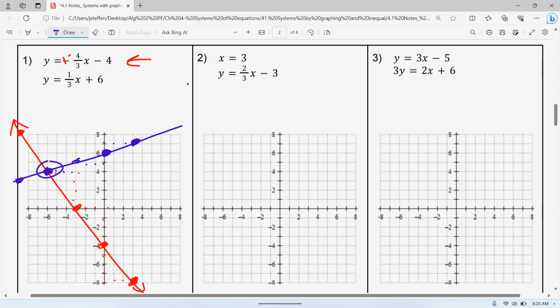For the ordered pair, make sure you remember your x comes first. You have to move your ladder before you climb, so you have to go left and right first. So that's -6. Then up 4. -6, 4 is your solution for that.